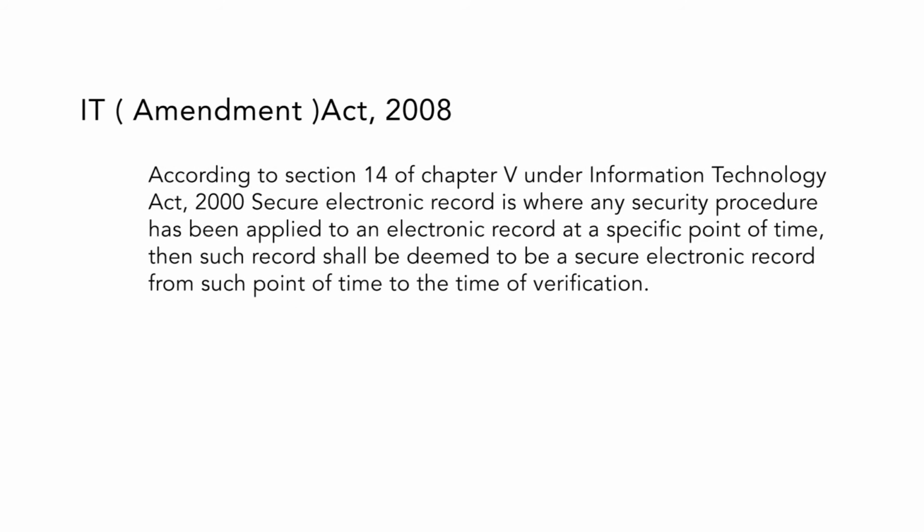Now, if we look at chapter 5 under the Information Technology Act, section 14 in particular, it talks about the secure electronic record. That is where any security procedure has been applied to an electronic record such as the PKI cryptography system or a digital signature for instance, and that is deemed to be a secure electronic record from that time when this particular verification has been made.